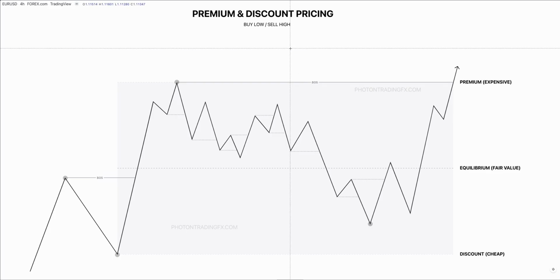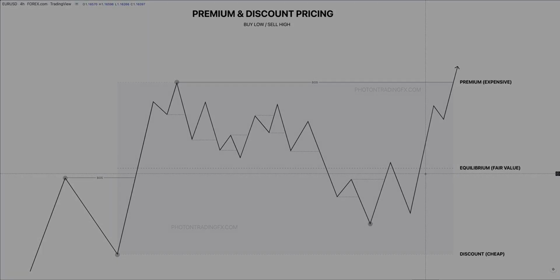So reasonably simple tool. You can obviously use it in more complex scenarios like I just spoke about there at the end. But essentially what we want to be doing is buying low and selling high for the most part. And this is one tool that can help you to do that. So let's take a look at some examples on the charts.